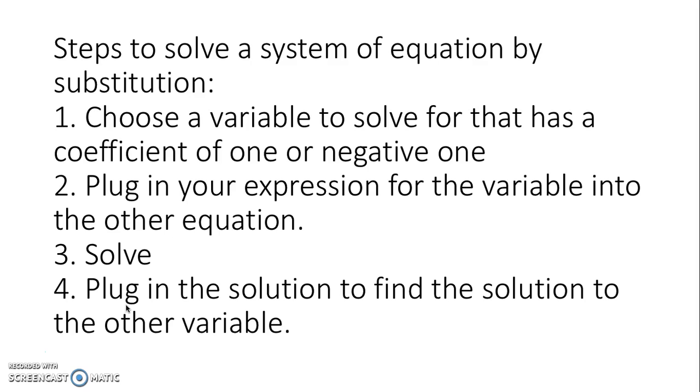For these steps, I want you to write them down, and with the equations and the examples, they're going to become more clear. Step 1, choose a variable to solve for that has a coefficient of 1 or negative 1. Step 2, plug in your expression for that variable into the other equation. Step 3, solve. And step 4, plug in the solution to find the solution to the other variable. I know that was a lot all at once, but let me show you an example that's going to make things more clear.